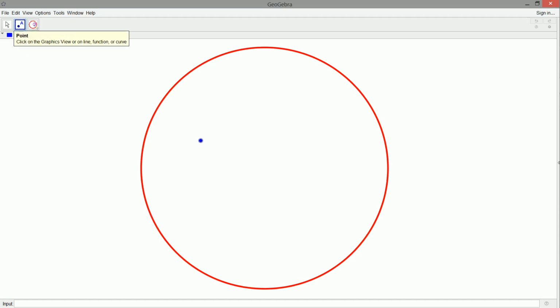So, let's construct a perpendicular bisector. That seems like something worthwhile. So we're going to perpendicularly bisect these 2 points. Okay. Well, how are we going to go about doing that? The exact same way we did in Euclidean geometry with our circle and our straight edge and compass.